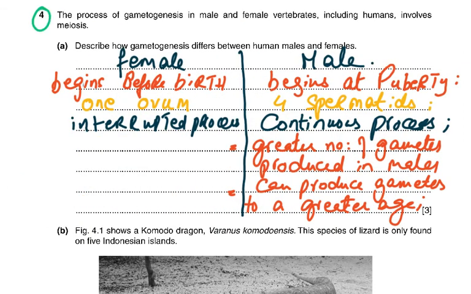Question 4. The process of gametogenesis in male and female vertebrates, including humans, involves meiosis, reduction division. Describe how gametogenesis differs between human males and females. Now, I just made this table and I think that makes it so easy to explain. Female begins before birth, male begins at puberty; one ovum, four spermatids; interrupted process, continuous process; then greater number of gametes produced in males and can produce gametes to a greater age.